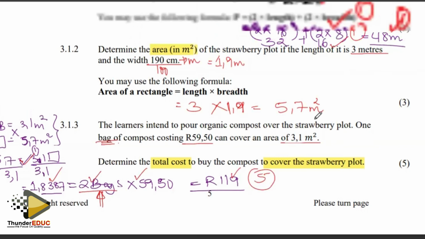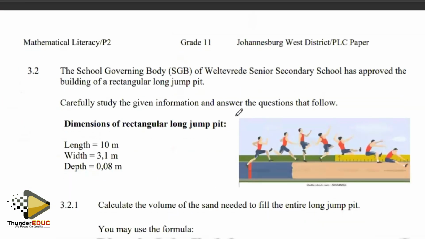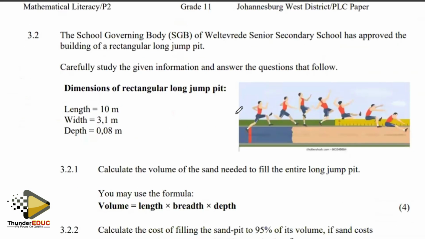Okay, we continue. Question number 3.2. The school governing body, the SGB of Waterville Secondary School, has approved the building of a rectangular long jump pit. The long jump pit looks more like this. People come running this side, they stop here, and they jump into this. What you see here is the sand.